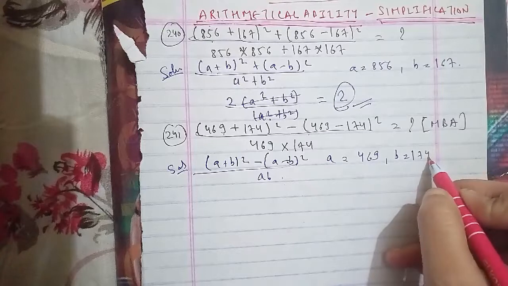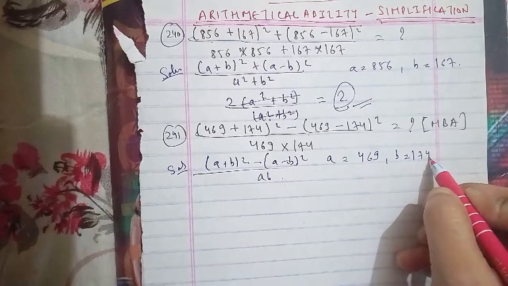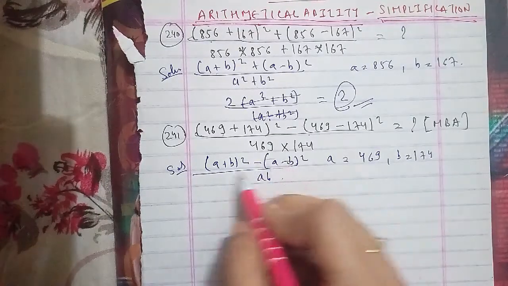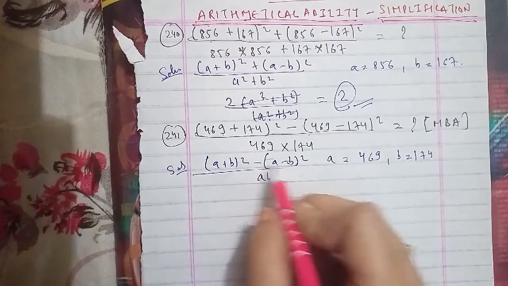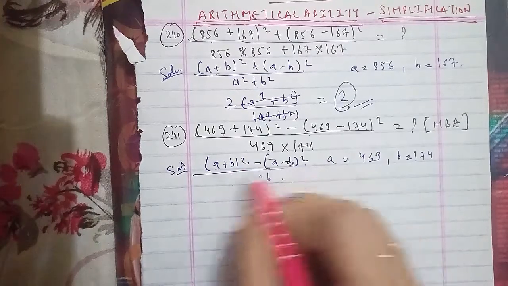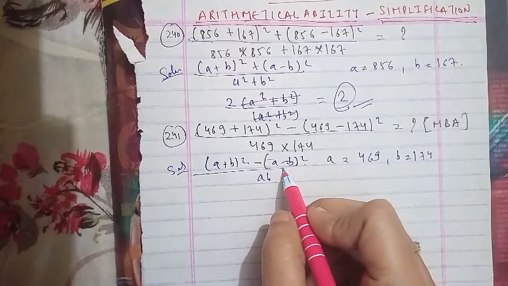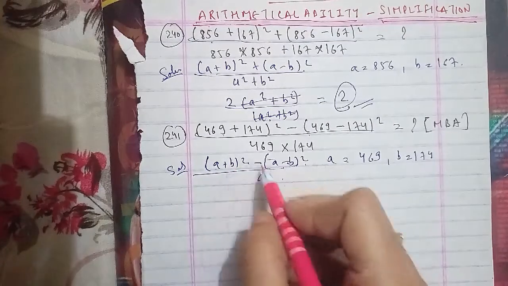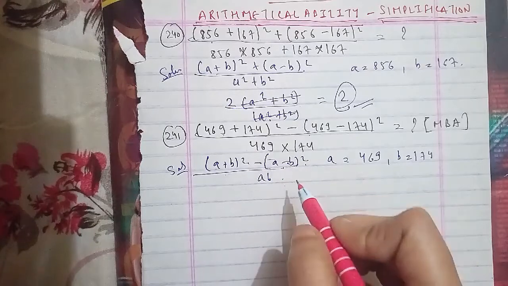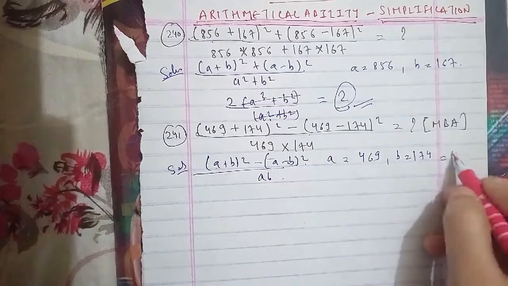If I take this, it comes under 4ab. We open the brackets and solve it, and we get 4ab whole upon ab. The ab cancels out, and we get the answer, which equals 4.